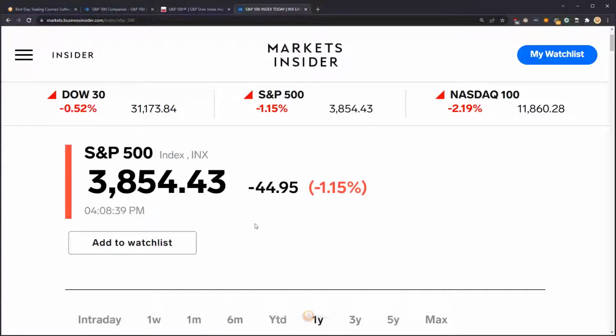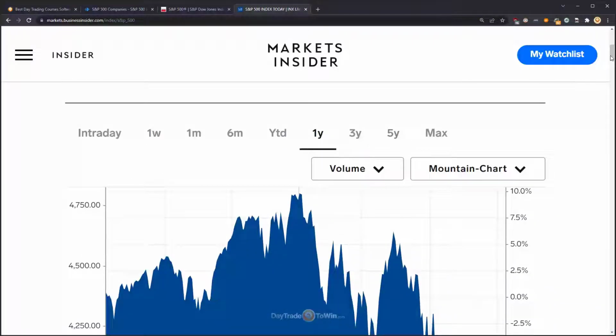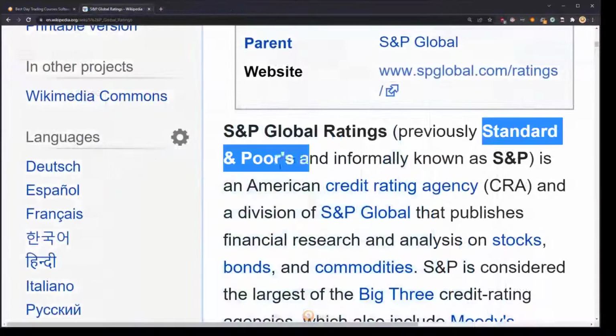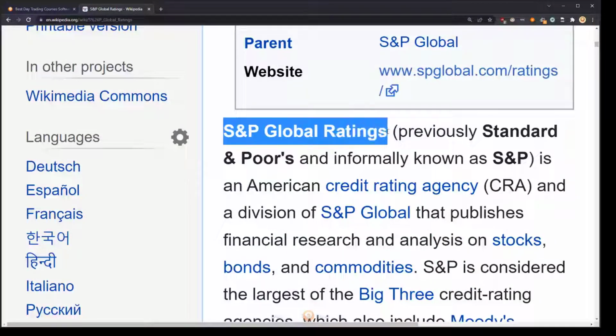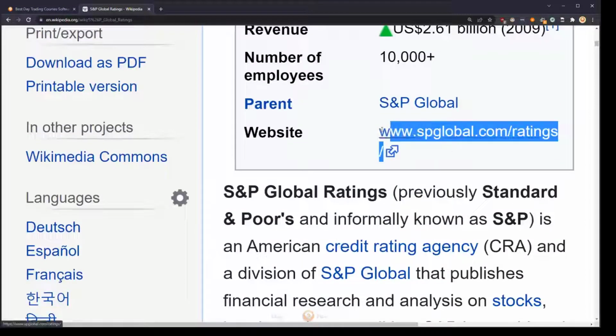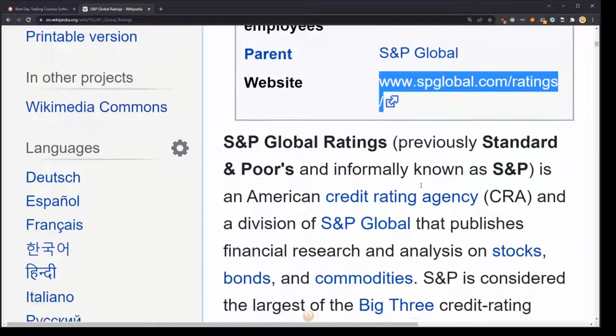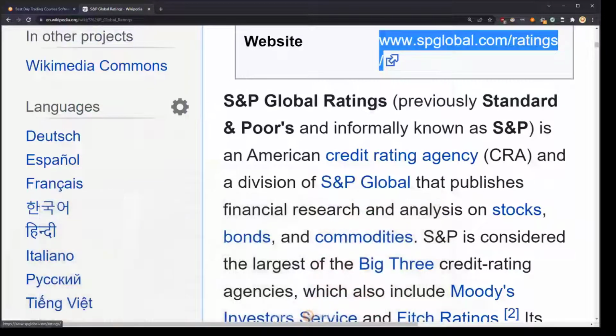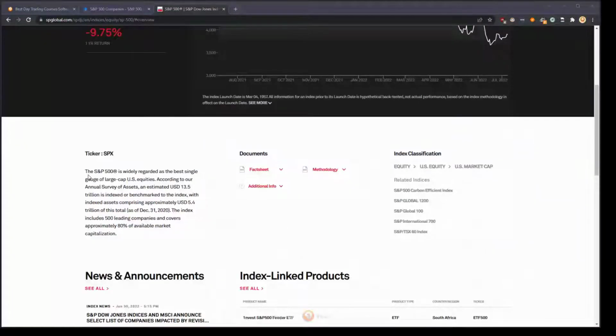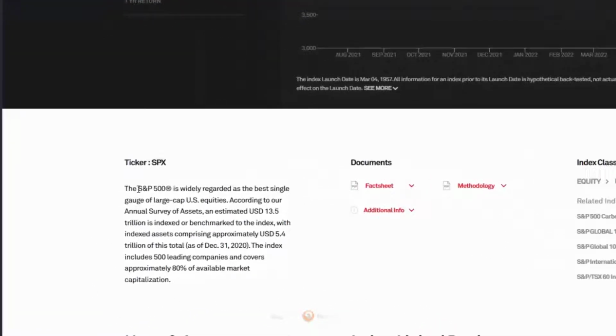The S&P in E-mini S&P 500 refers to Standard & Poor's, or at least it once did. These days, the company is known as S&P Global Ratings. This happens to be their website. But what the S&P 500 represents remains the same, at least for the most part. This is the S&P Global website, and they describe the S&P 500 as a widely regarded single gauge of large cap U.S. equities. Well, what does that mean?